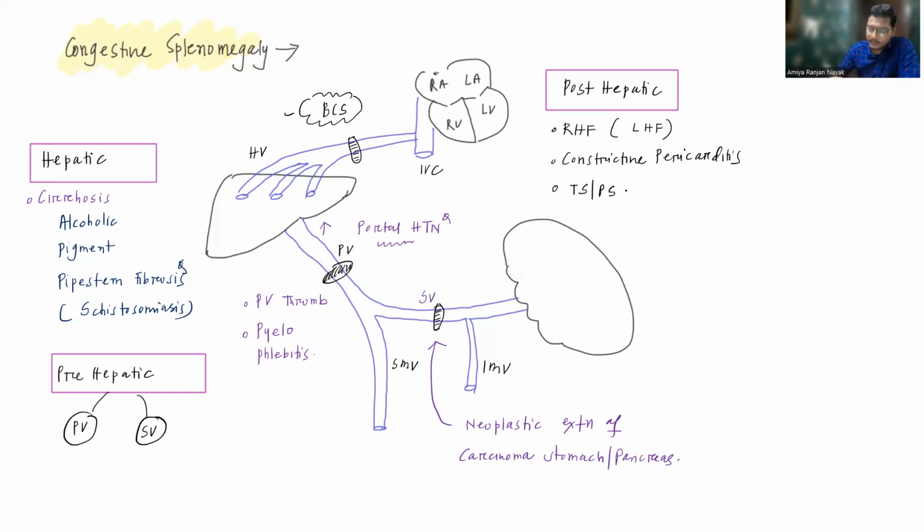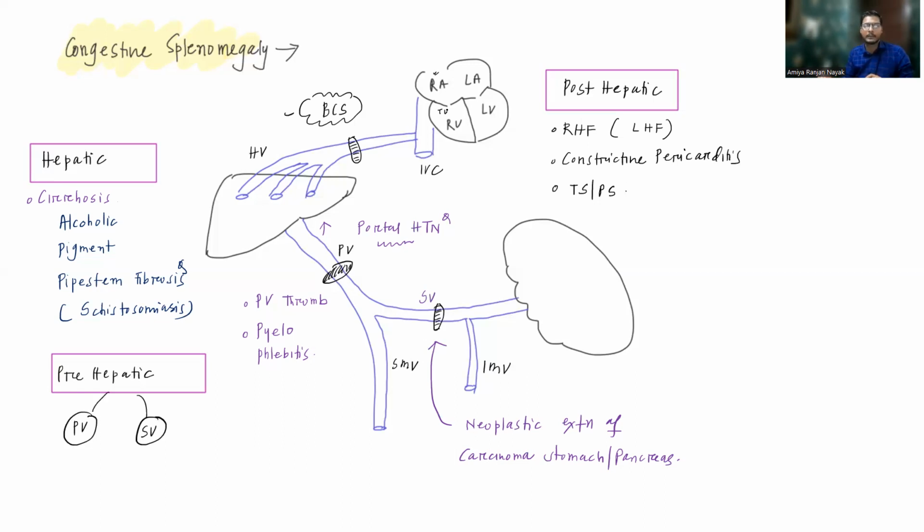This is the tricuspid valve, and we also have the pulmonary valve, which is present between the right ventricle and the pulmonary artery, which are not shown here. So whenever there is stenosis of either the tricuspid valve or the pulmonary valve, there will be increased right-sided heart pressure that will impair venous drainage from the inferior vena cava. Okay, so these are the post-hepatic causes of congestive splenomegaly. These are the etiologies for congestive splenomegaly.